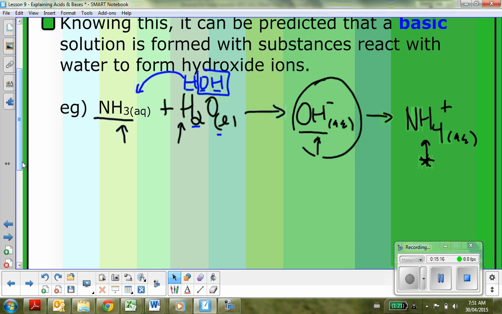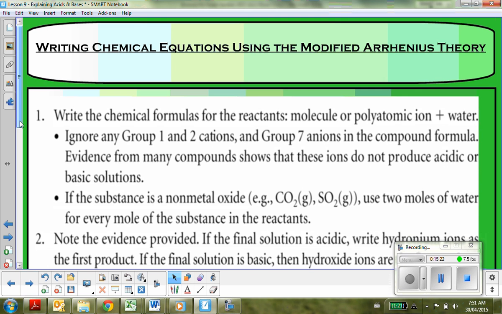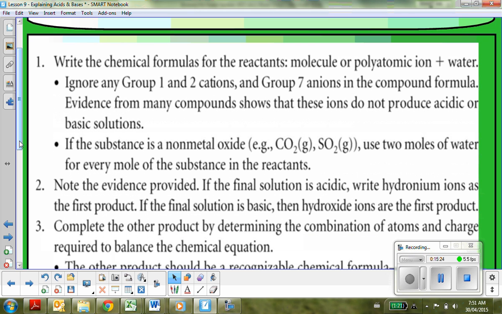So let's look at the rules that we're going to use when we're writing these equations. I just stole them straight out of your textbook. So next page, page 21 in your notes, says that to write these formulas, you're going to write the chemical formula for each of the reactions, molecule or polyatomic ion and water. So you take whatever chemical I've given to you and you add water to it.